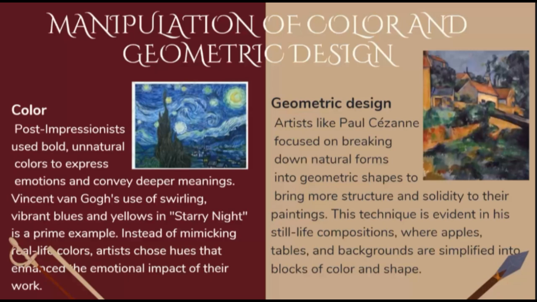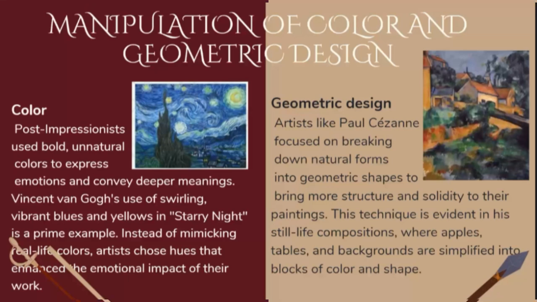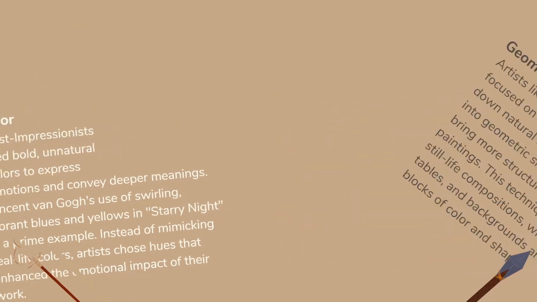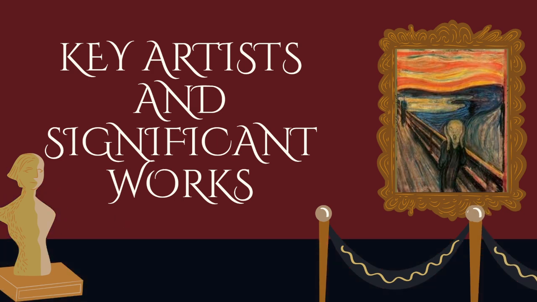And in geometric design, artists like Paul Cézanne focused on breaking down natural forms into geometric shapes to bring more structure and solidity to their paintings. This technique is evident in his still life compositions, where apples, tables, and backgrounds are simplified into blocks of colors and shape. Key artists and significant works.